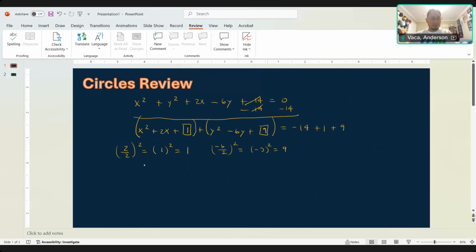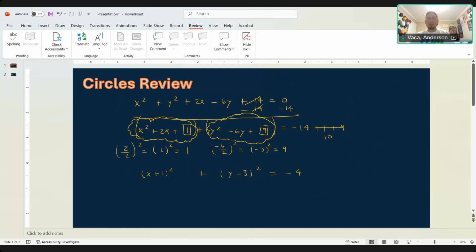So when I'm saying this is, I'm pointing here, this is factorable. So is this. And this factors into x plus 1 quantity squared plus y minus 3 quantity squared is equal to, this will be 10. 10 minus 14 is negative 4.